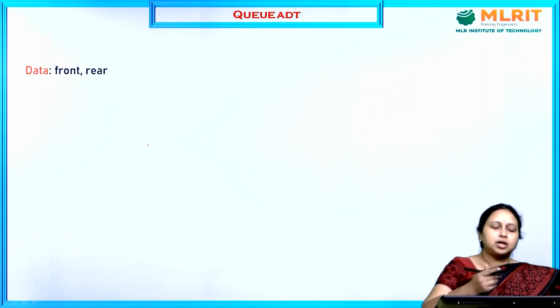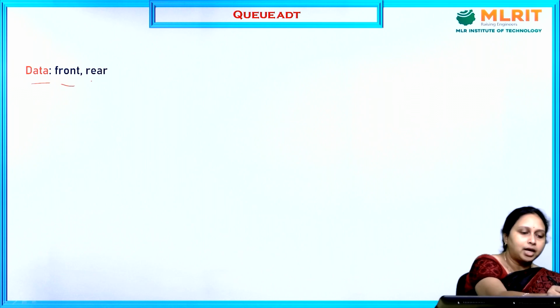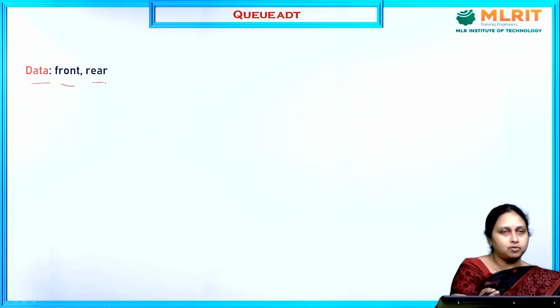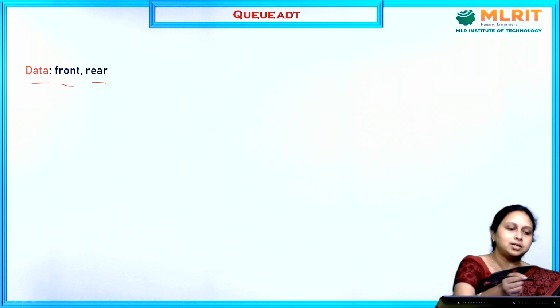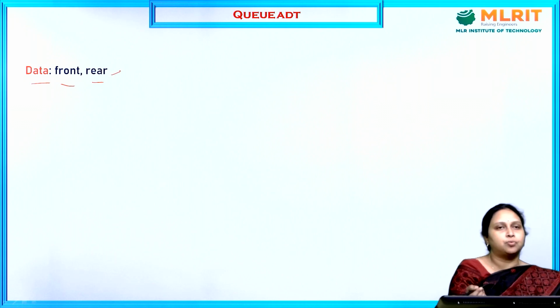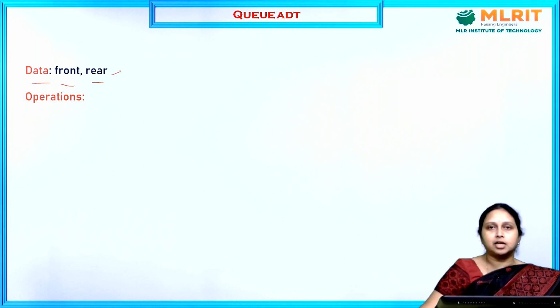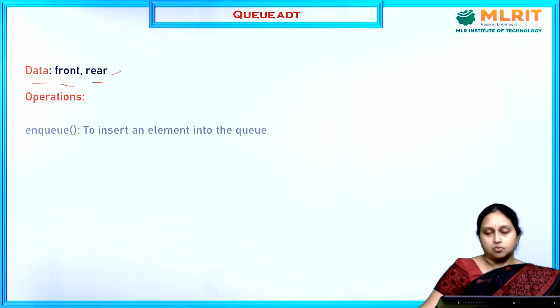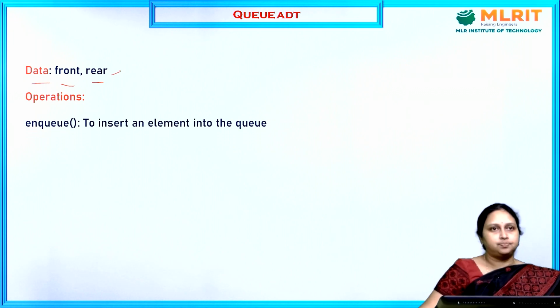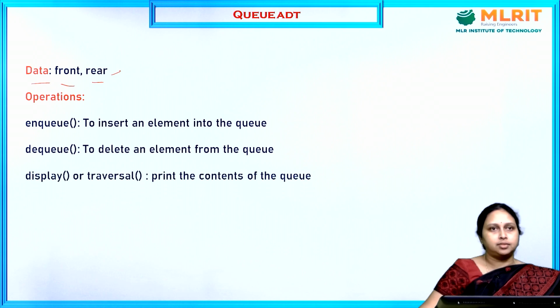ADT means it is a collection of data and a sequence of operations that we are going to perform. Now, in this QADT, we consider the data as front and rear, where by using front we perform the deletion of the elements and from rear we perform the insertion. That's why we consider the data part as front and rear. And what are the different operations we can perform on Q? One is NQ operation, then DQ operation, then display. These are the 3 operations we perform on queues.